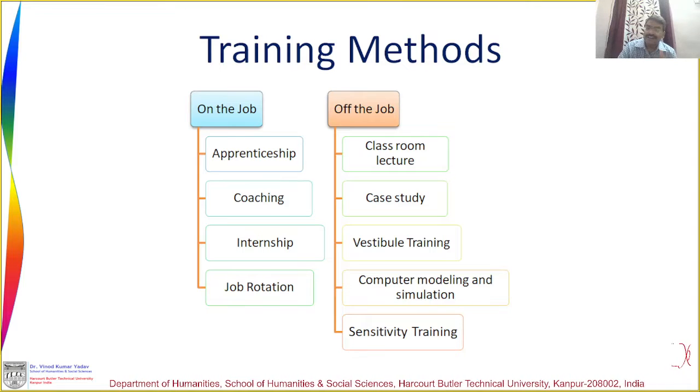So on the job training is very important for skill upgradation. On the other hand, if you want to develop knowledge, gain knowledge, or increase knowledge, you have off the job trainings. Say, for example, classroom lectures. We do this in our MBA program, we give classroom lectures.